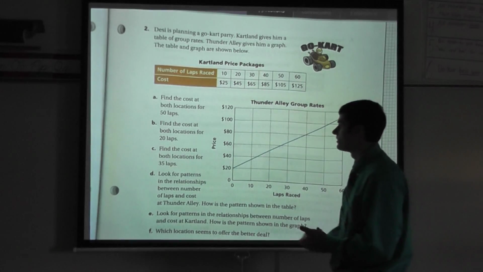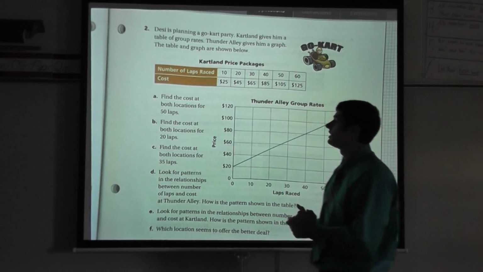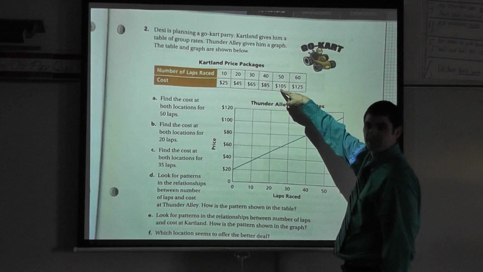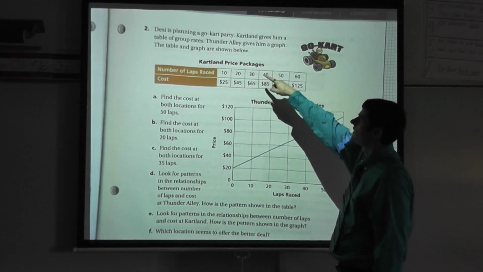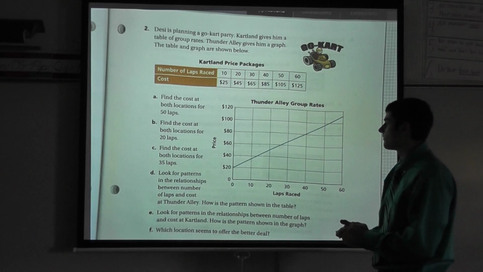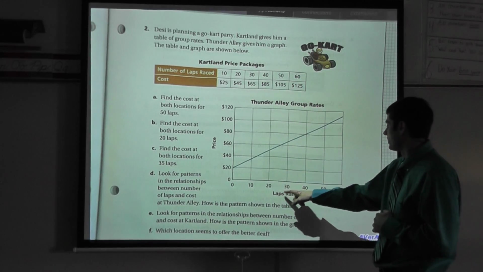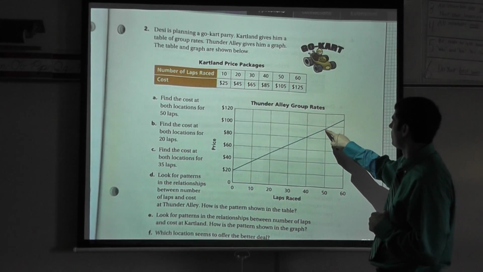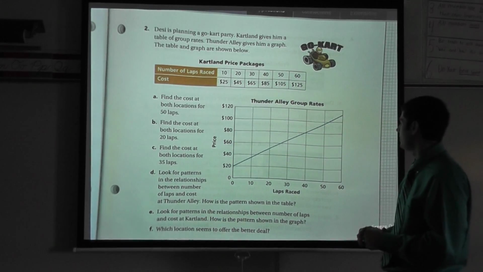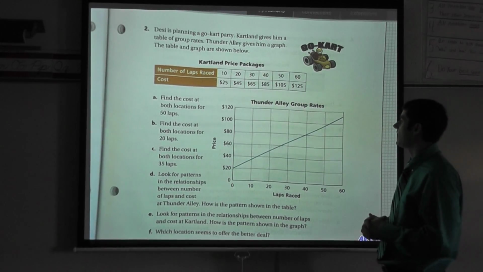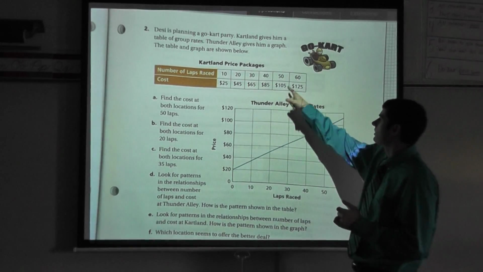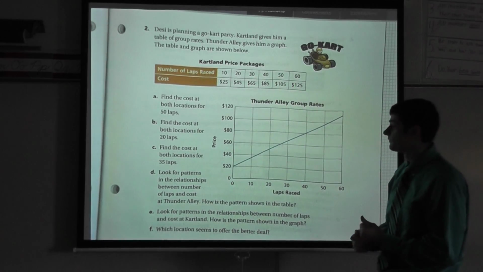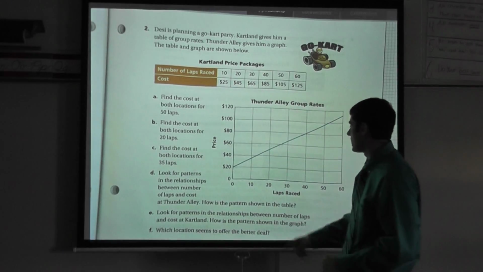Alright, let's look at some of the questions. A says to find the cost at both locations for 50 laps. Well, number of laps 50, pretty easy to see. Hey, it's going to cost me $105 if I go with Cartland to do 50 laps. Then I'm going to look at Thunder Alley. 50 laps here, and let's see, it's a little bit below 100, so I might say it's about 95. So for 50 laps, it's going to cost me $95 at Thunder Alley, and it's going to cost me $105 at Cartland. Interesting.